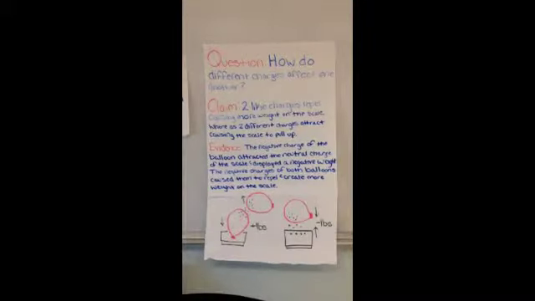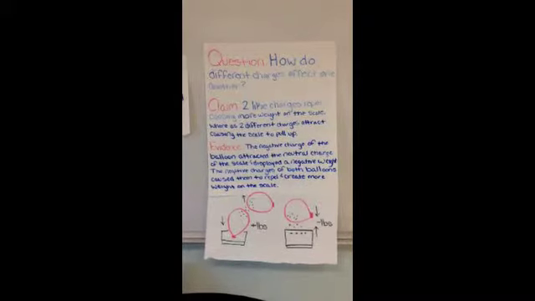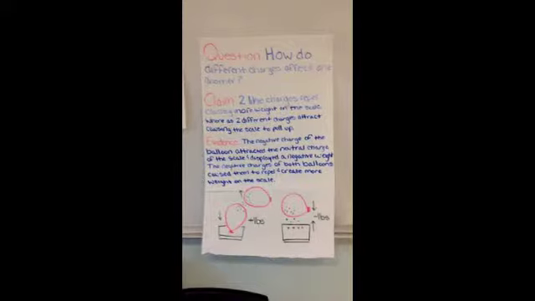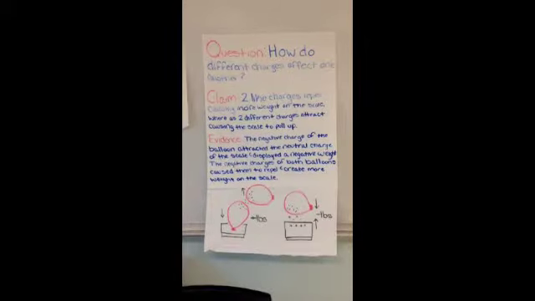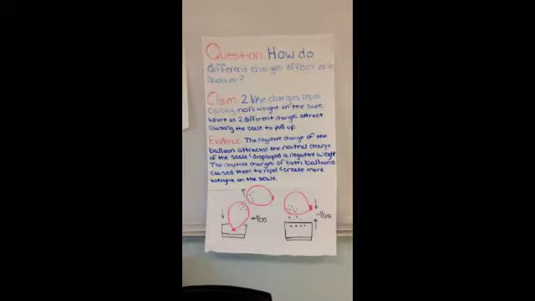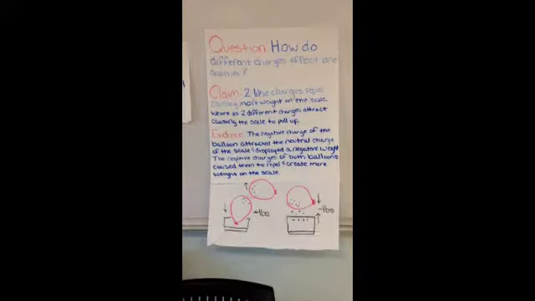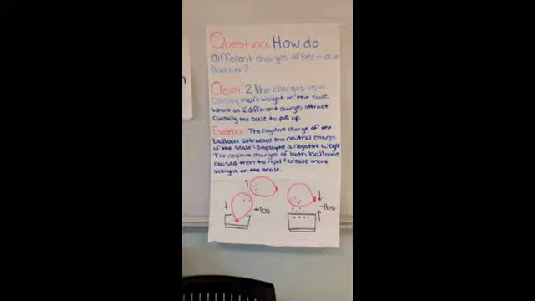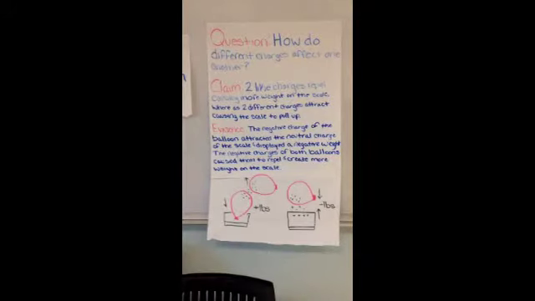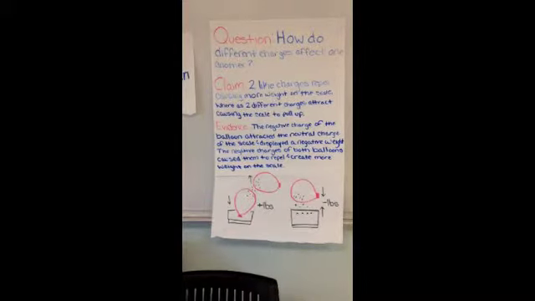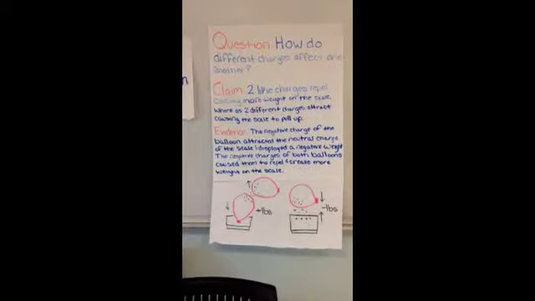As a review, for our first experiment, we asked, how do different charges affect one another? We claimed that two like charges repel, causing more weight on the scale, whereas two different charges will attract, causing the scale to pull up. For our evidence, we saw that negative charges of the balloon attracted the neutral charge of the scale and displayed a negative weight. The negative charges of both balloons cause them to repel and create more weight on the scale.